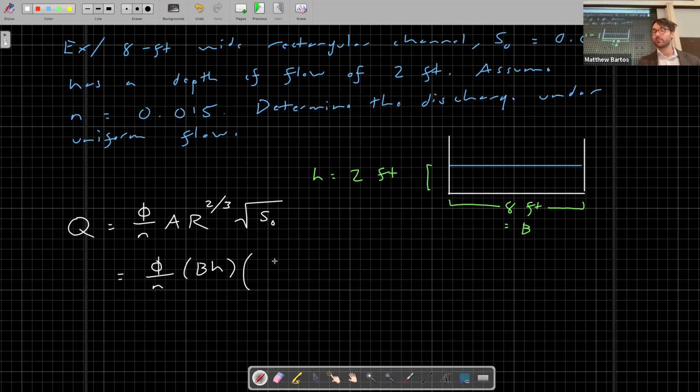The hydraulic radius is given by the cross-sectional area divided by the wetted perimeter. So this will be B times H divided by, what's our expression for the wetted perimeter? Right, it'll be B plus 2 times H. So that would be 12, yes. So it'll be B plus 2H. We're going to raise this entire thing to the 2/3 power. Then we're going to multiply by the square root of our bottom slope.